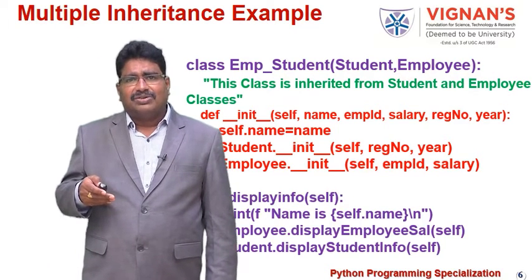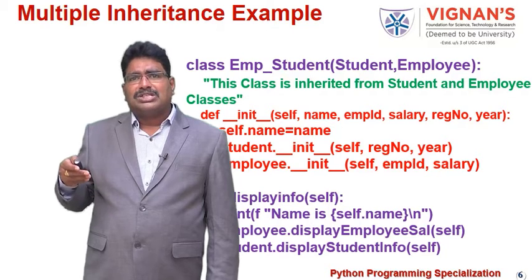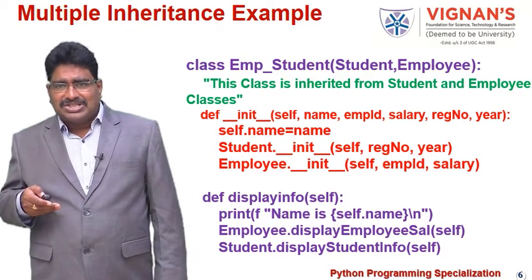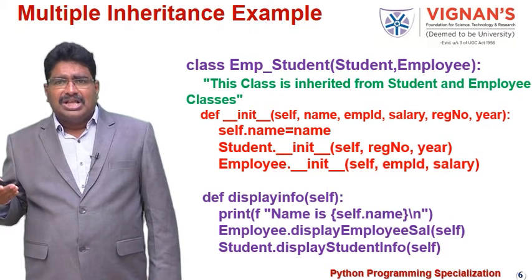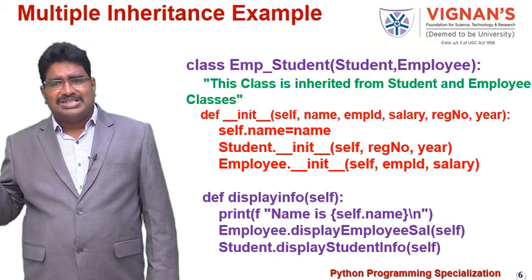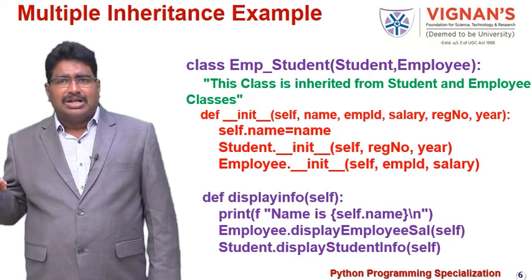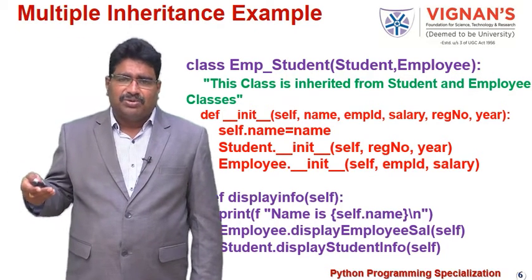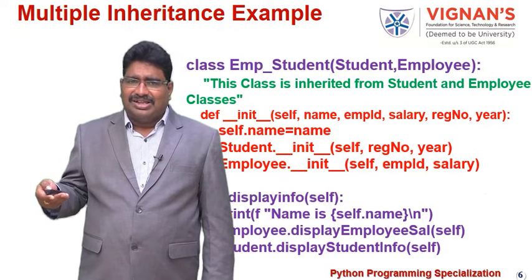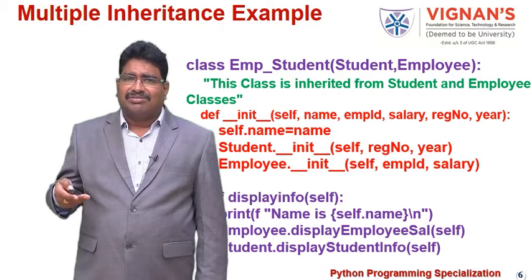And similarly, we want to display the employee.display employee cell. That is, we want to use the method display employee cell. And similarly, we want to use the display student info. Using the display employee cell, we want to display the salary of the particular employee. And similarly, using the display student info, we want to display which year the student is studying. Either it may be the final year or the second year or the third year.